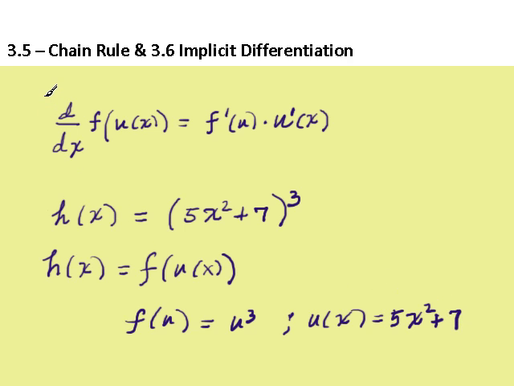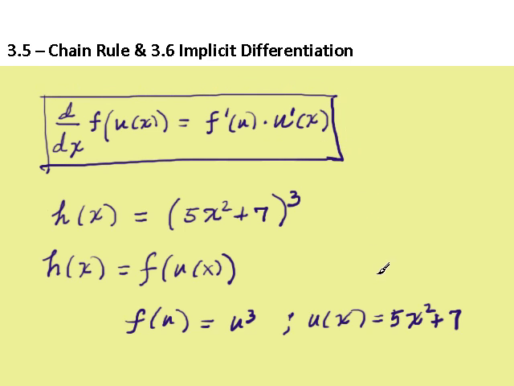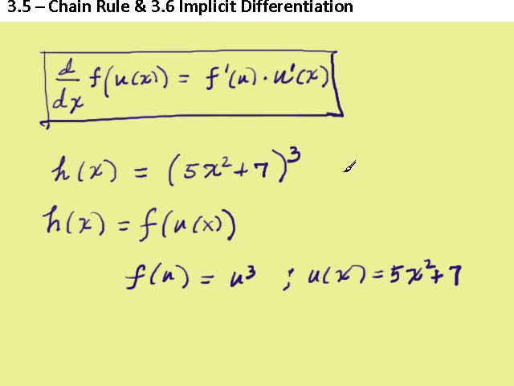All right, so let's just see what this chain rule tells us to do. It tells us how to differentiate h of x. And basically it says just take the derivative of the outer function, that's the parentheses cubed function, times the derivative of the inner function, that's the 5x squared plus 7. So sometimes we read this as derivative of outer times derivative of inner. All right, so let's do that.